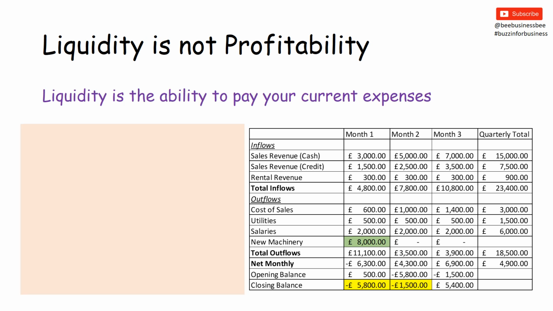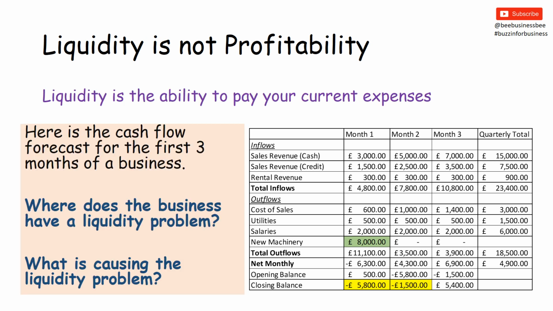Okay, so hopefully you've identified from these questions that I put on the screen that the real liquidity problem is in the closing balance for month 1 and month 2. You will see that the bank account is actually overdrawn. That means that this business technically has run out of money. It either needs to go to the bank and get an overdraft, or it needs to find some other form of finance to ensure that that money it's borrowing it can actually borrow. If it can't, it's said to be bankrupt.